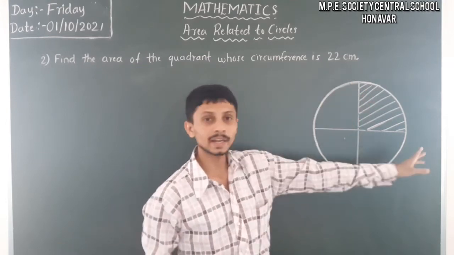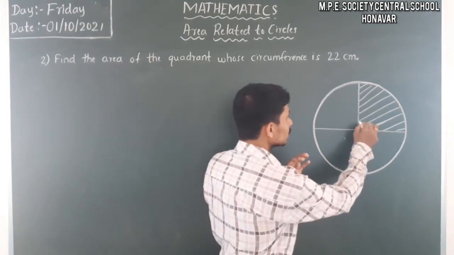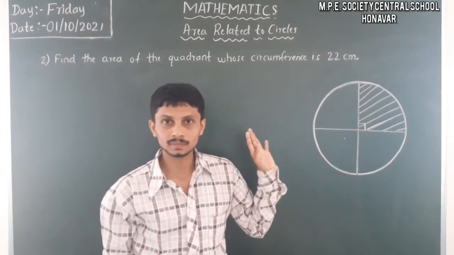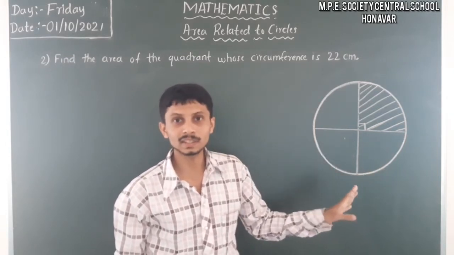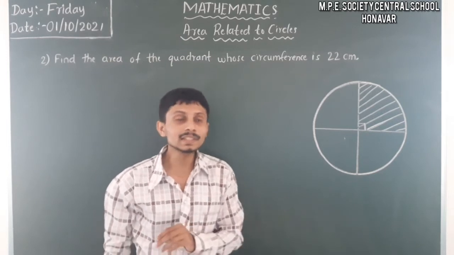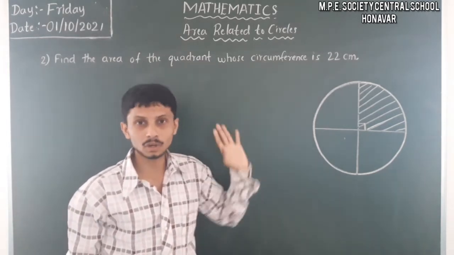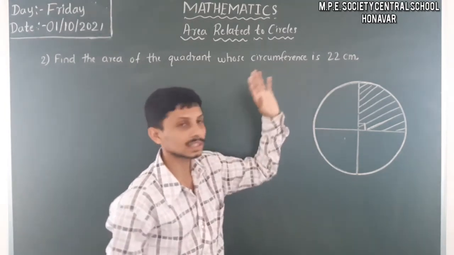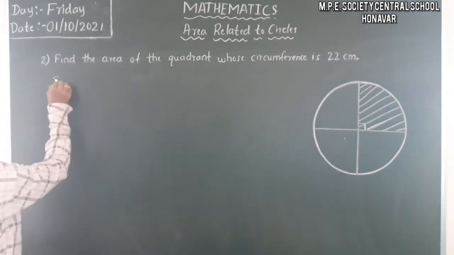Quadrant makes 90 degree. So the angle between these two radii is 90 degree. That is a sector, and already you know that its area is 90 by 360 into pi r square. But here the radius is not given. So that's why we have to find out the radius by using the circumference of the circle. Yes, let us move on to the solution.